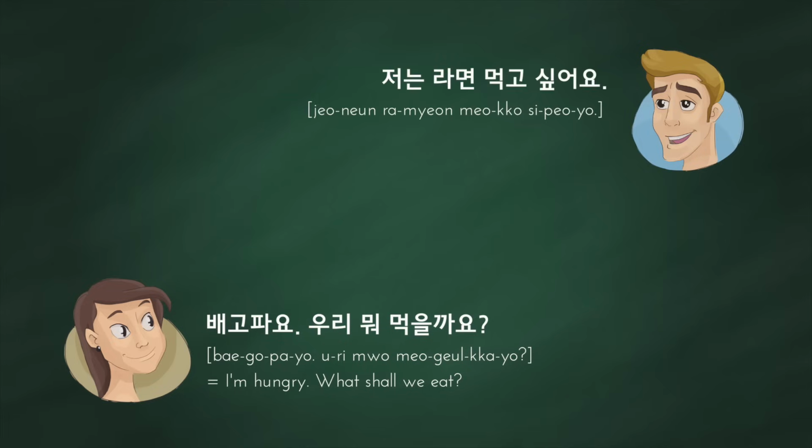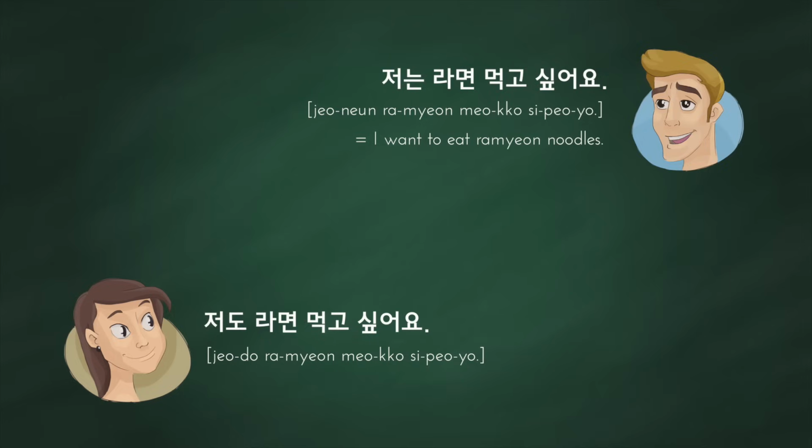저는 라면 먹고 싶어요. I want to eat ramen noodles. And person A agrees and says, 저도 라면 먹고 싶어요. 도 is another particle that we're not going to cover in this video, but basically it means too or also. So me too, I also want to eat ramen noodles.